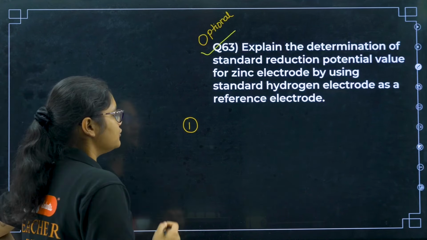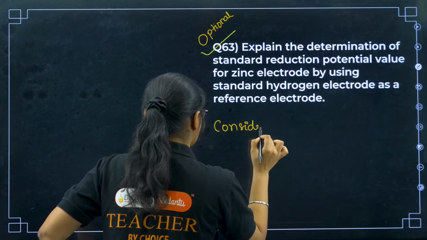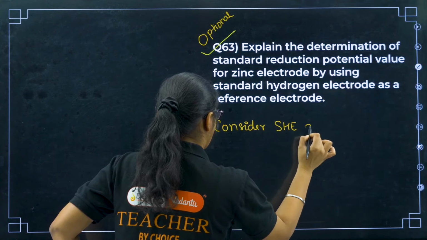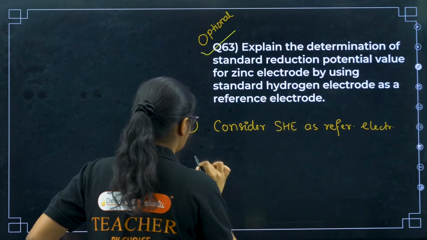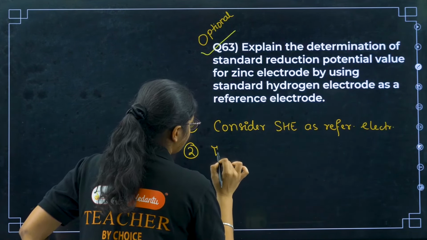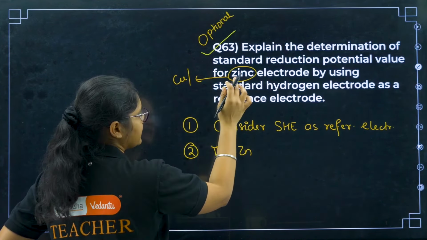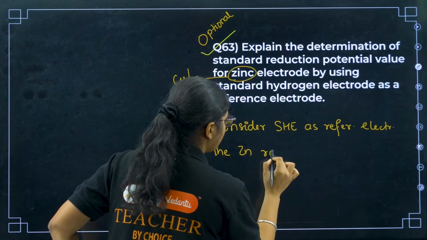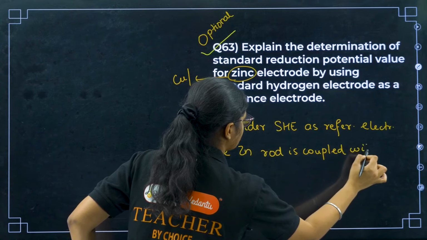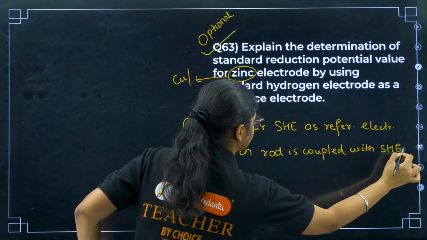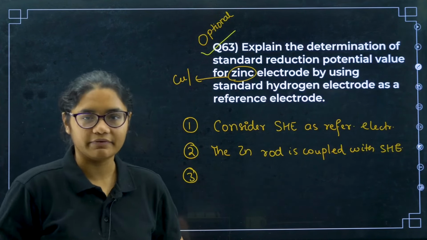So what is the first thing you have to consider? Consider SHE as reference electrode. I'm writing in short, you have to write the full words. The zinc rod is coupled with SHE. Here zinc can be asked, or copper can also be asked, either zinc or copper. So the zinc rod is coupled with SHE.